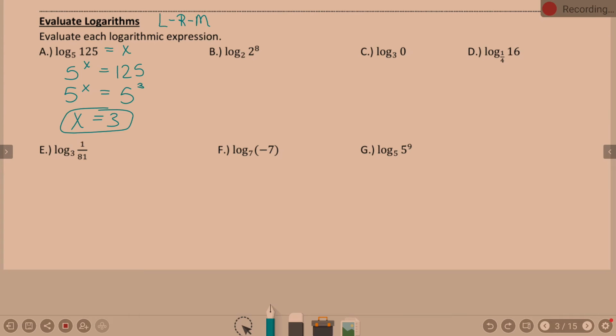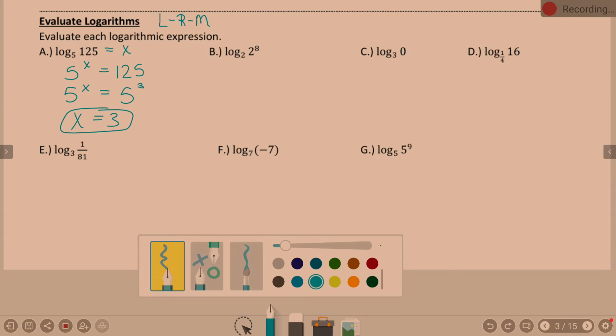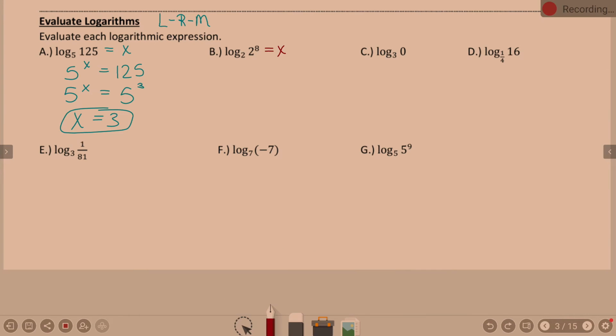Okay, so B, log base 2 of 2 to the 8th. And again, here's what I'm going to do every time. I'm going to set that equal to x, so I can then rewrite it. How am I going to rewrite this? 2 to the x equals 2 to the 8th. If I think left, right, middle, the base of 2, raised to the x on the right, is equal to 2 to the 8th.